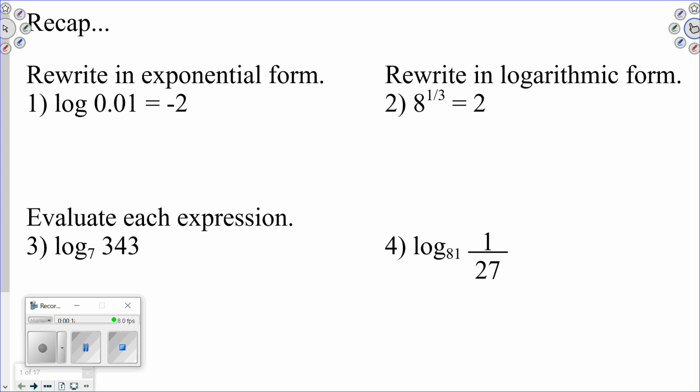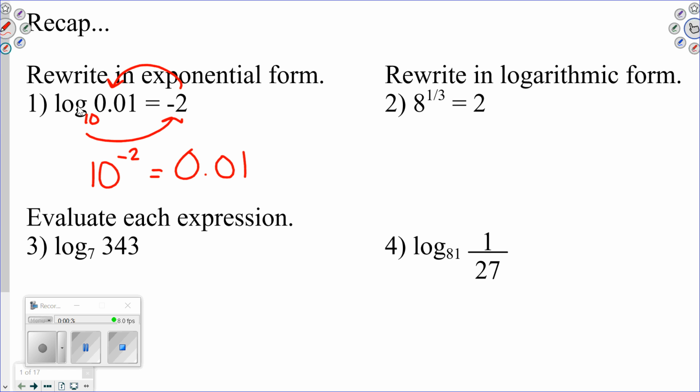Very good. If we don't see a base, what do we know it is? It's a 10. Those darn unspoken numbers in math. That one's a 10. So loopy swoopy would be to rewrite it as 10 to the negative 2 equals 0.01. Does that make sense? That is actually what it equals.